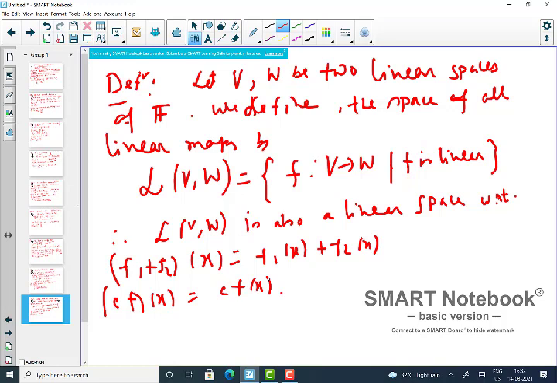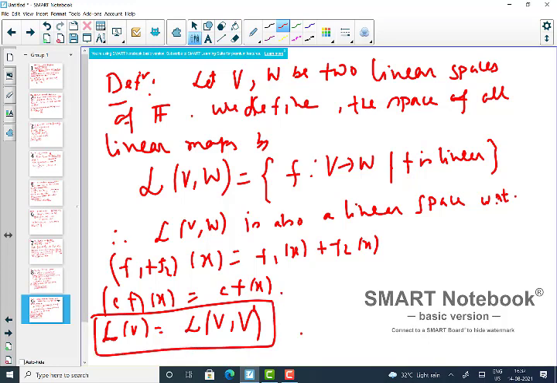In particular, when V equals W, then we write L(V,V), so L(V). What is L(V)? L(V) is nothing but L(V,V). Both domain and codomain are the same, so in that case we write L(V) only. We don't write V twice; only one V is enough. This is the symbol.